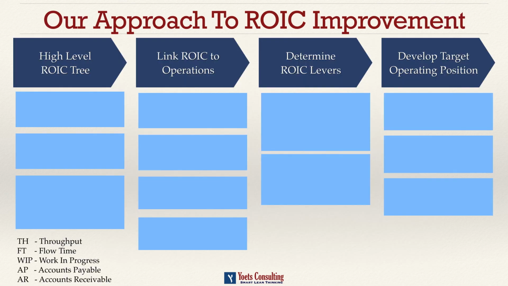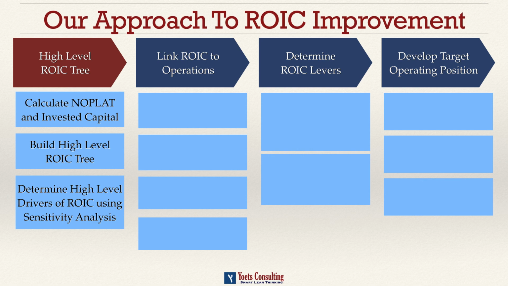Now let's talk about the approach to ROIC improvement. We have 4 simple phases. First of all, we develop a high-level ROIC tree, just for the financial part of it, at a very high level, and find out where the opportunities are. Is it on the revenue side, is it on the cost side, is it on the balance sheet side, or is it in the inventory? Where exactly is the major problem lying? That will give us a sense of where we are.